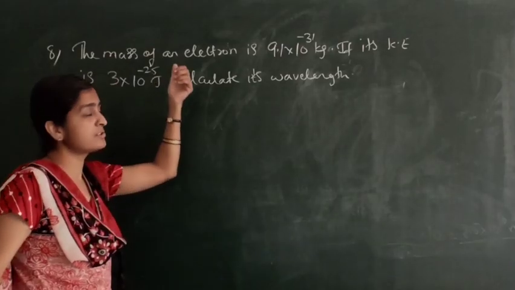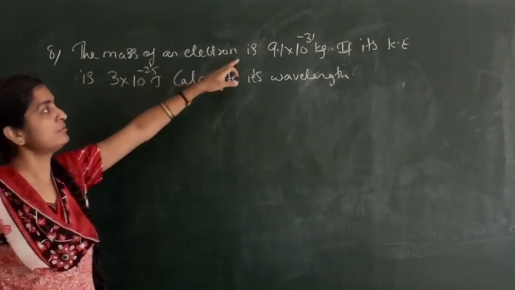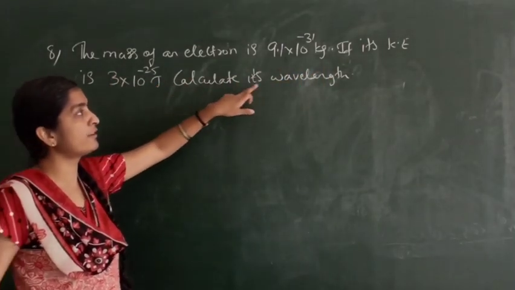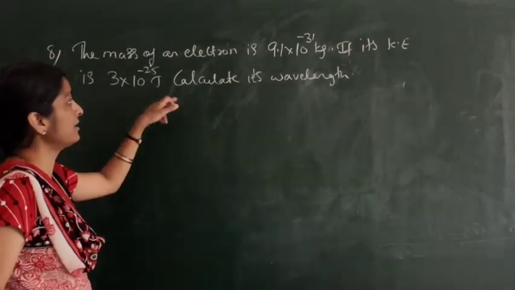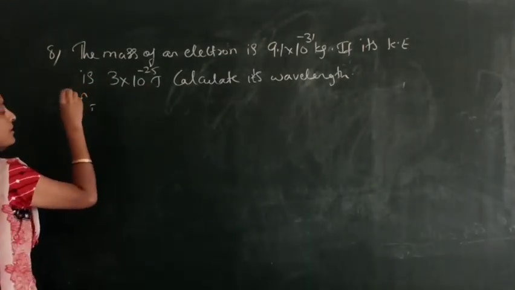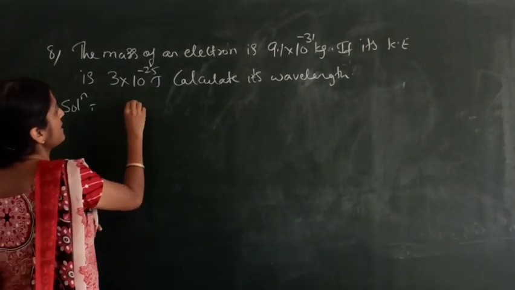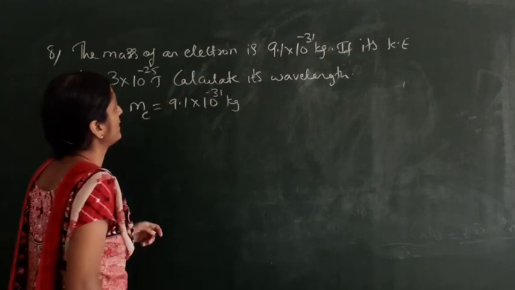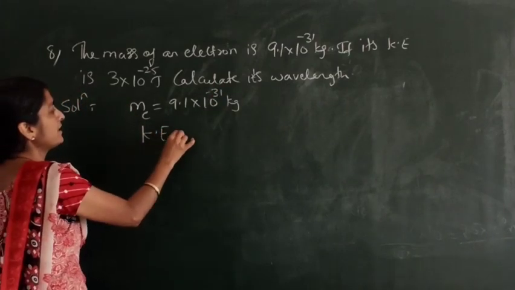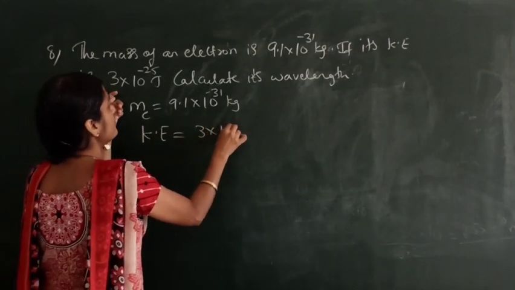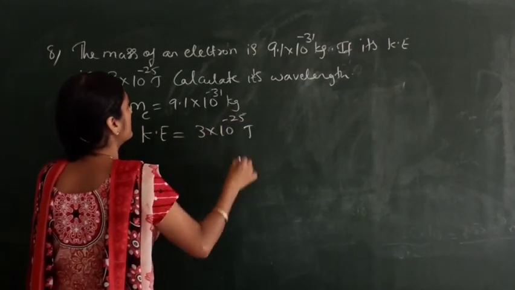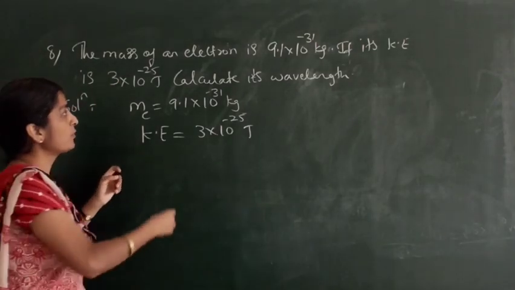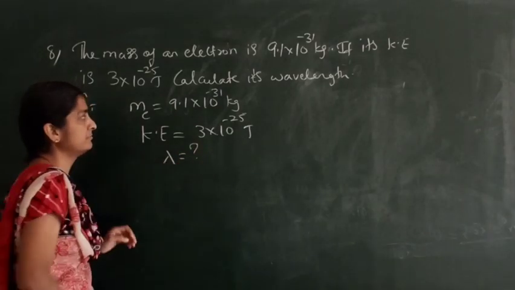Okay, so look here students, you are given the problem. The mass of an electron is given to you, and the kinetic energy is given to you. How are you going to find out the wavelength? First write the given data so that it becomes easy for you. The mass of the electron is 9.1 into 10 raised to minus 31 kg. The kinetic energy of the electron is 3 into 10 raised to minus 25 joules. You have to find out its wavelength.